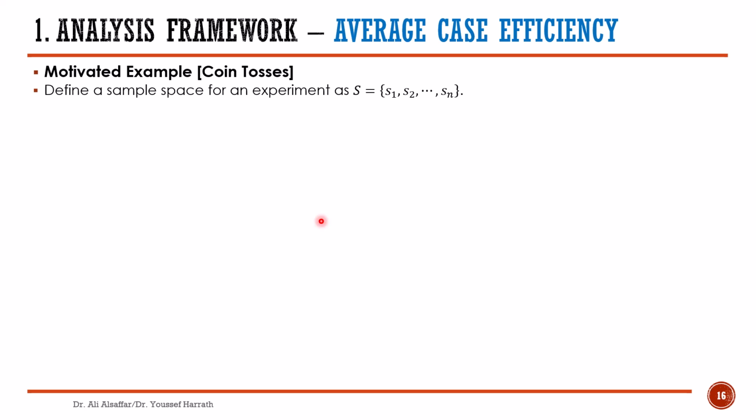In probability and statistics, you can view the problem as an experiment. All outcomes or results that come out from this experiment are considered elements of the sample space. So the sample space is defined as a set that contains all outcomes of an experiment. In this example, we will define the sample space as S that contains the elements S1, S2, ..., Sn as outcomes, where n is the number of elements in the sample space S.